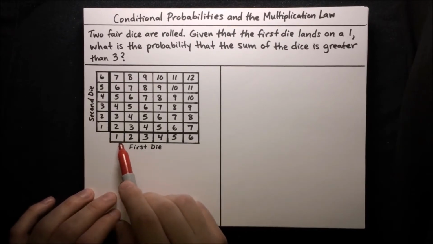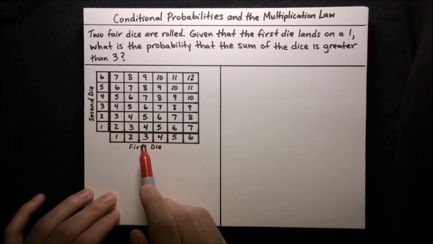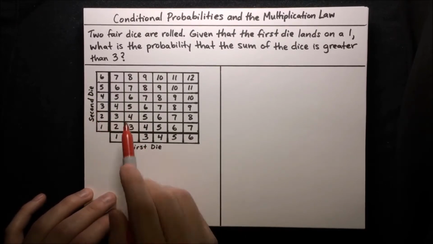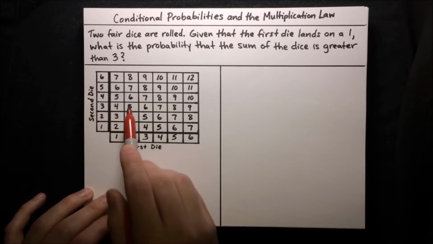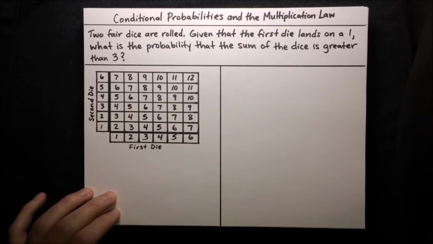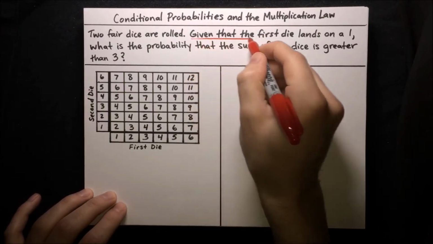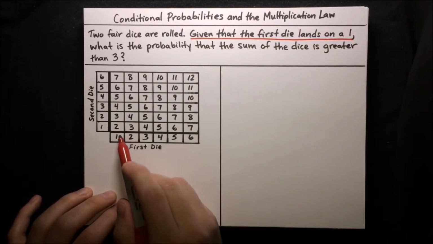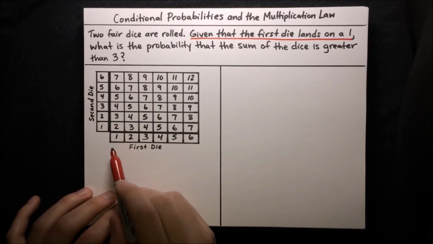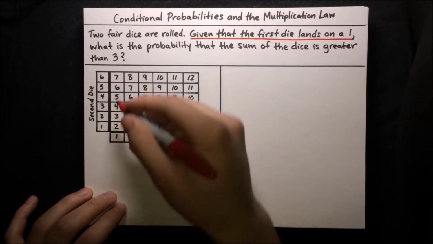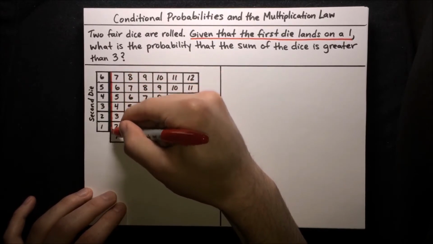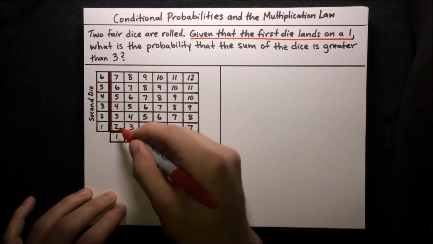We've got values of the first die, values of the second die, and for each pair of values, we've got a sum of their values. For example, if the first die is 2 and the second die is 3, then their sum is 5. First of all, we want to compute the probability given that the first die lands on a 1. So that means we're limiting our space of possibilities. We're only considering those possibilities in which the first die lands on a 1. So it's really just this first column that we should be looking at. So let's go ahead and shade that in so we can focus on it.